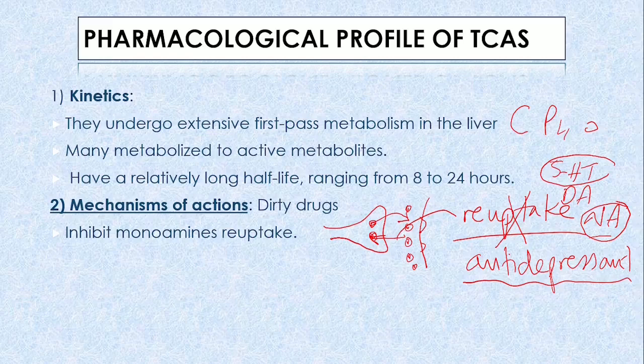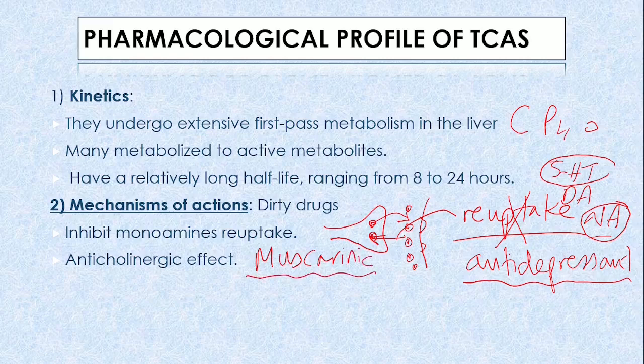The second, these drugs are known as dirty drugs because they have anticholinergic effect. Anticholinergic, as we have discussed several times before, means that they block muscarinic receptors, which are the acetylcholine receptors. By blocking the muscarinic receptors in the exocrine glands, they will produce dry mouth, for example. This is a side effect. They can block a muscarinic receptor on the salivary gland, producing dry mouth.